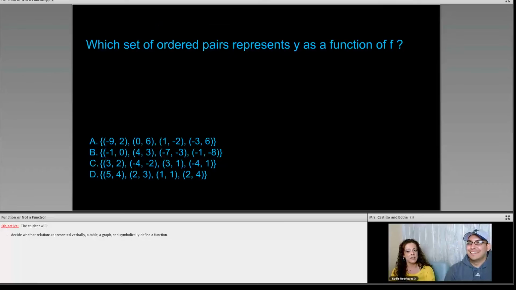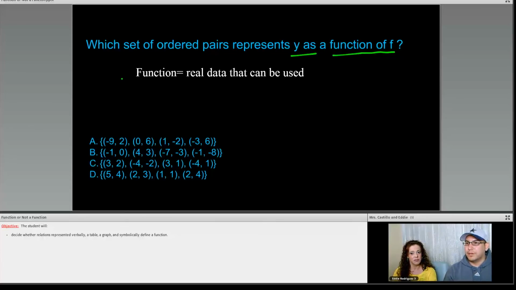Okay, so this problem says which set of ordered pairs represents y as a function of x. Okay, so this time I'm looking for a function. That is correct. So this is going to be a function where this is actual real data that can be used. It's functionable. Okay. So looking at answer choice A, I see I have for my x values -9, 0, 1, and -3. All of those numbers are different. And when I go to my y values, we have 2, 6, -2, and 6. All of those numbers are different.